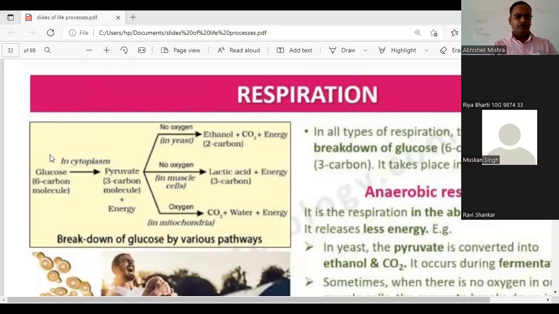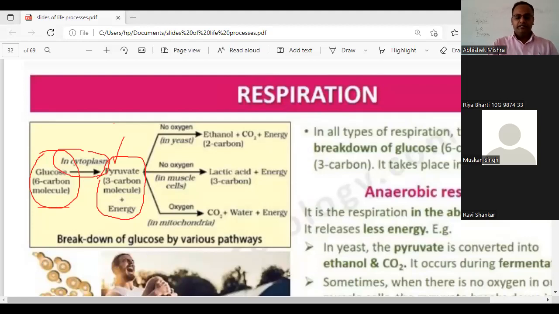See, students, first of all, glucose. This glucose is the respiratory substrate. What do you mean by respiratory substrate? The material which is going to be oxidized. Glucose, which is a 6-carbon compound, in the cytoplasm of the cell gets converted into pyruvate, which is a 3-carbon molecule. Remember, students, this step is the universal step of respiration.